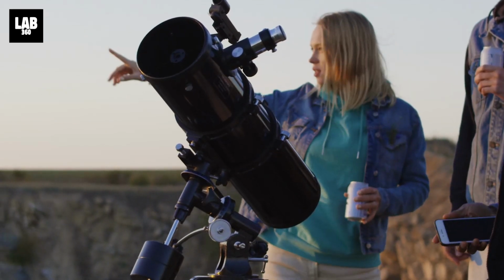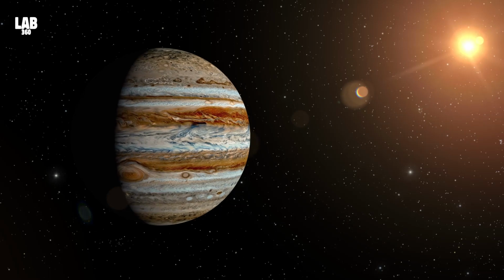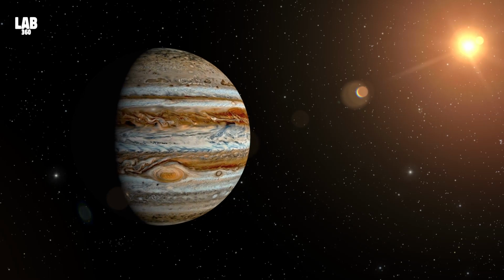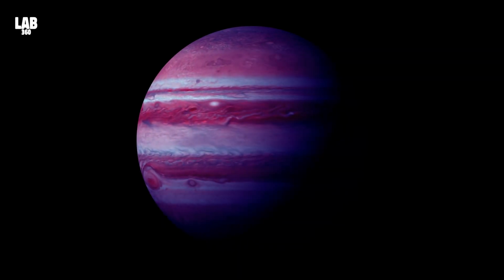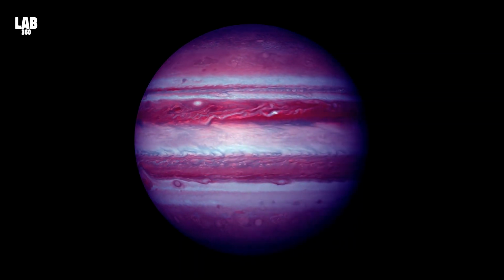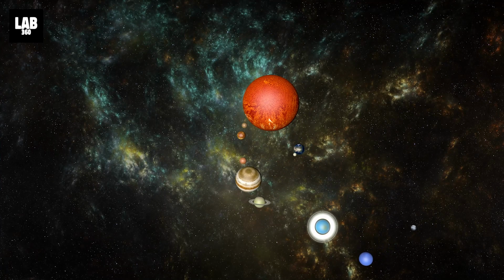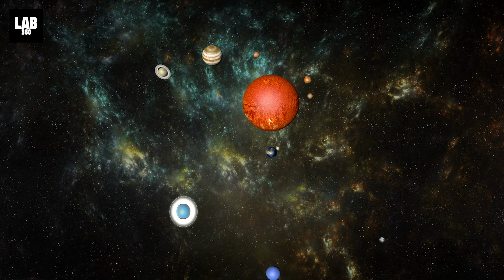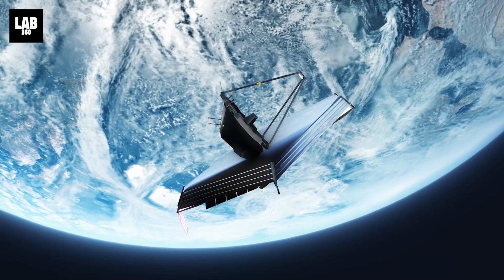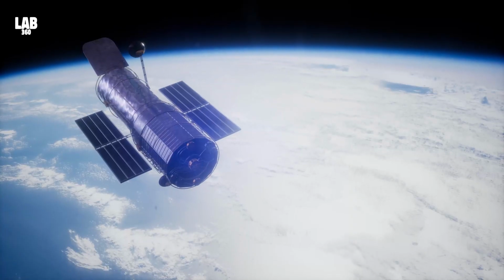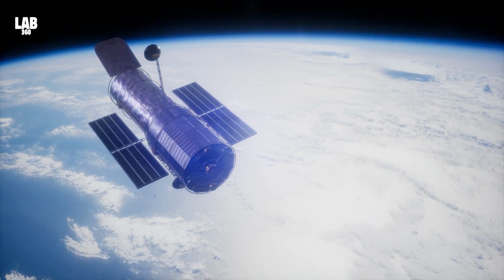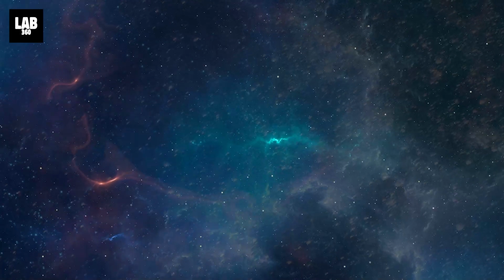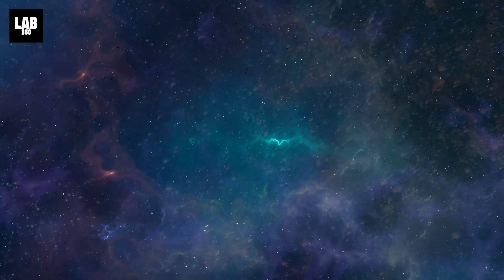So, what have we learned so far? It's not just about seeing Jupiter with fresh eyes, it's about gaining deeper insights into the enigmatic workings of this gas giant, understanding its unique weather, and piecing together the intricate puzzle of our solar system. We're just scratching the surface of the wonders that the JWST and Hubble have unveiled, and there's so much more to discover. So stay tuned and keep exploring the cosmos with us.